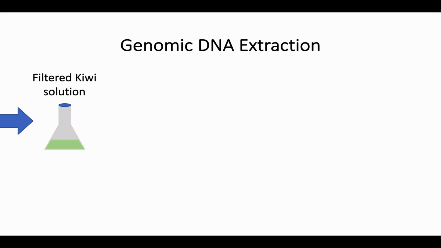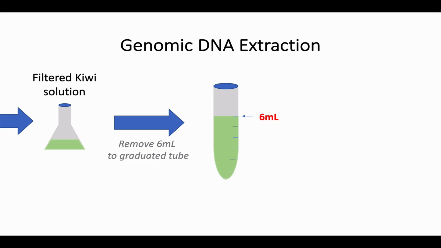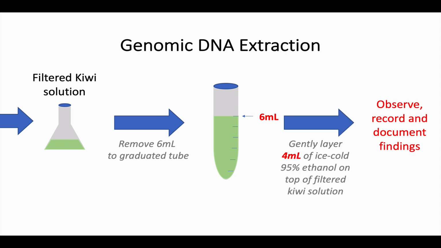From here, you're required to use 6 milliliters. So you're going to transfer 6 milliliters of this filtered kiwi solution into a new tube. And to that solution, you're going to gently layer 4 milliliters of ice cold 95% ethanol on top of that filtered kiwi solution, so pipette it nice and gently into the tube down the side. And then you're going to observe, record and document your findings.